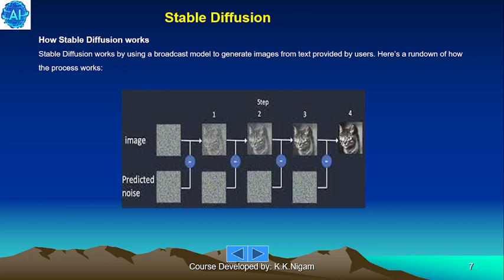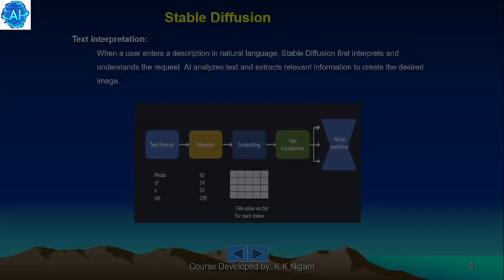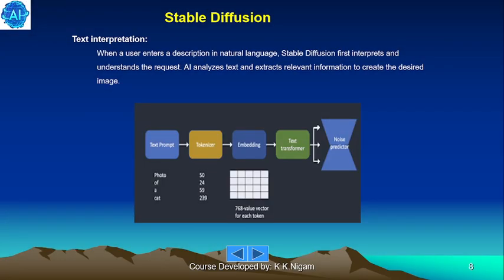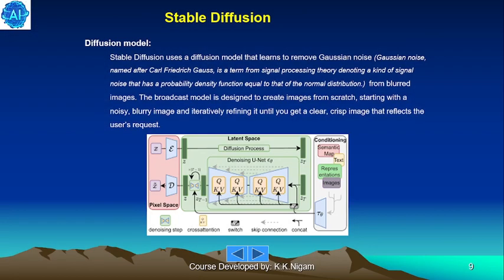How stable diffusion works? Stable diffusion works by using a diffusion model to generate images from text provided by users. Here is a rundown of how the process works. Text interpretation. When a user enters a description in a natural language, stable diffusion first interprets and understands the request. AI analyzes text and extracts relevant information to create the desired image.